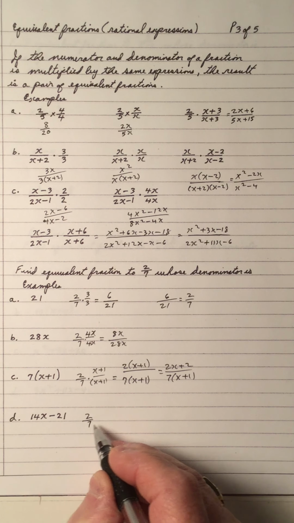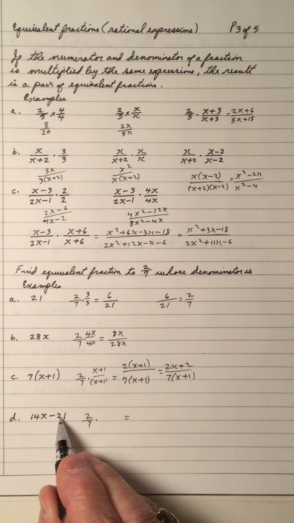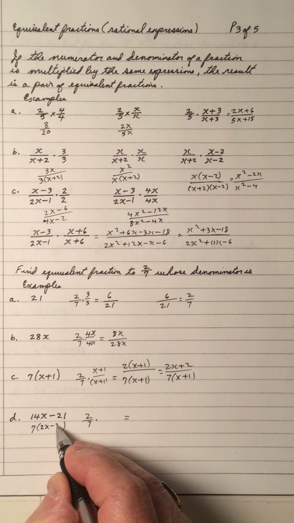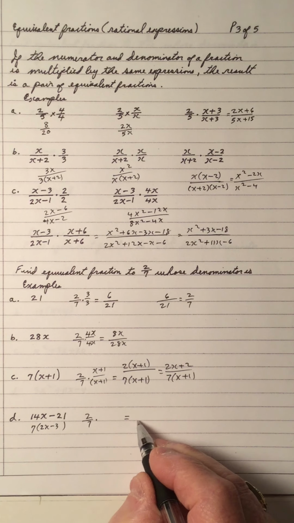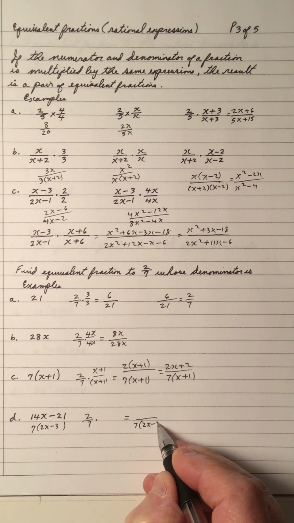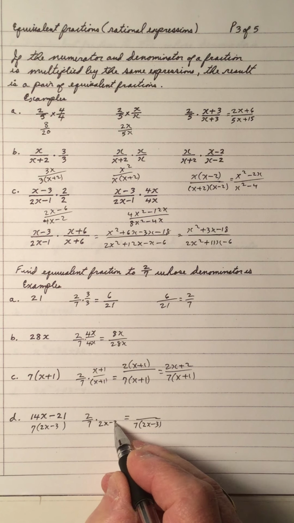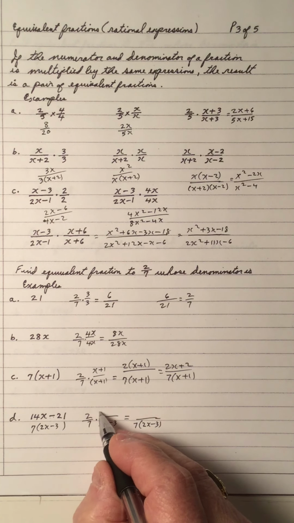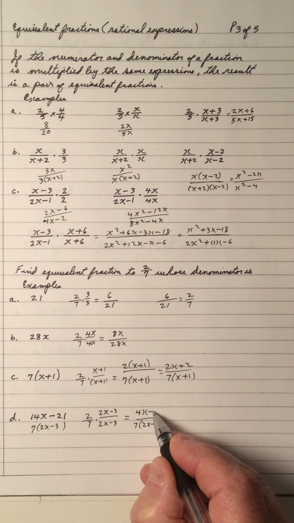D, I've got a 2 over 7. Okay, and I need 14x minus 21. But this is not factored. So if I take the 7 out, 7 into 14x goes 2x, 7 into 21 goes 3. Because I factored this expression, now I can see I have a 7 in it. So notice 7 times 2x minus 3 is the same as 14x minus 21. That means I have to multiply 7 by 2x minus 3. 7 times 2x minus 3 will give me 14x minus 21. So I have to multiply the numerator by 2x minus 3. So that'll give me 4x minus 6.